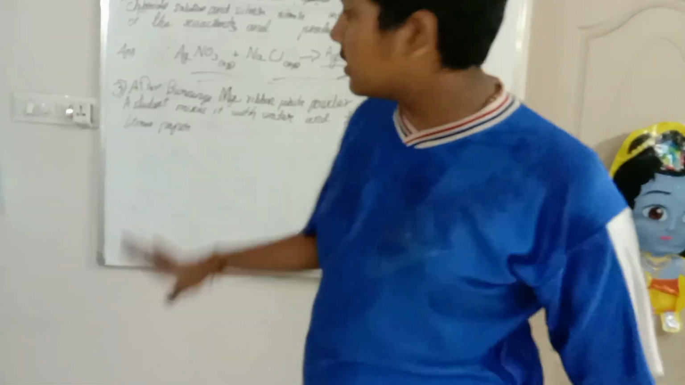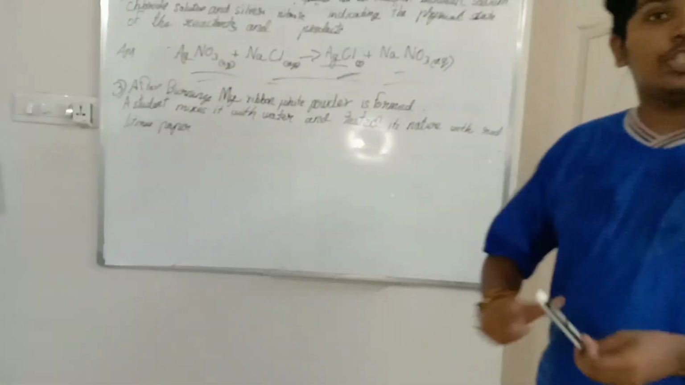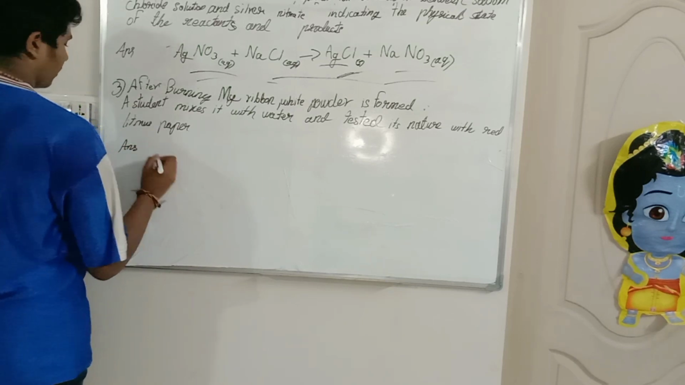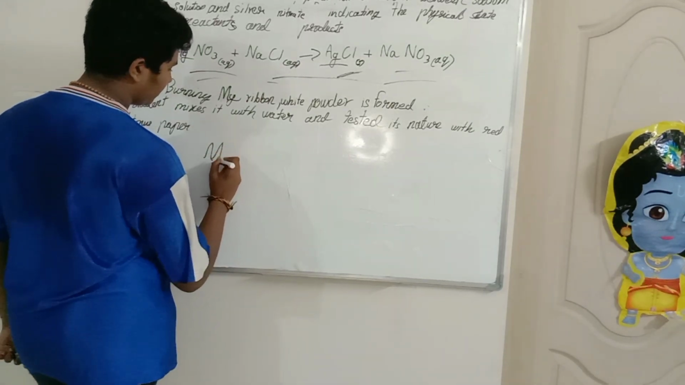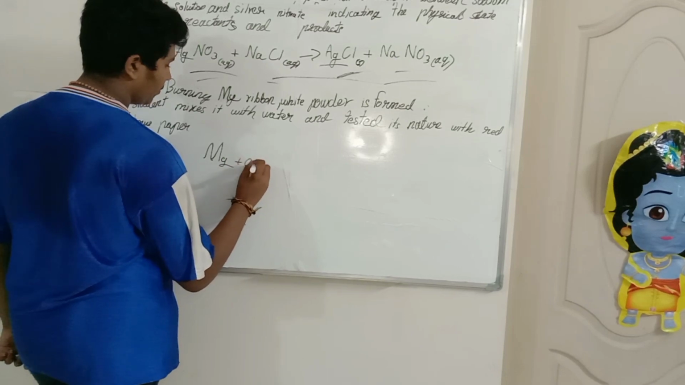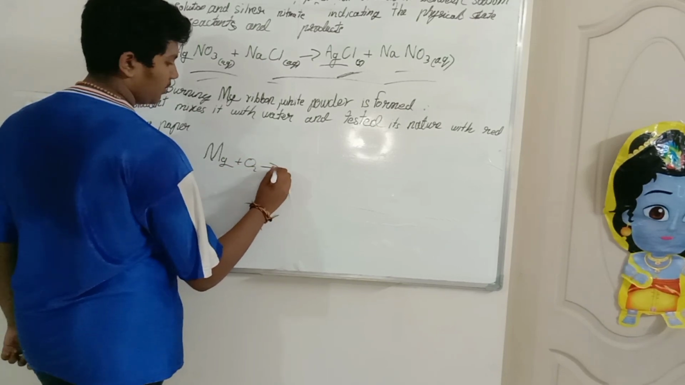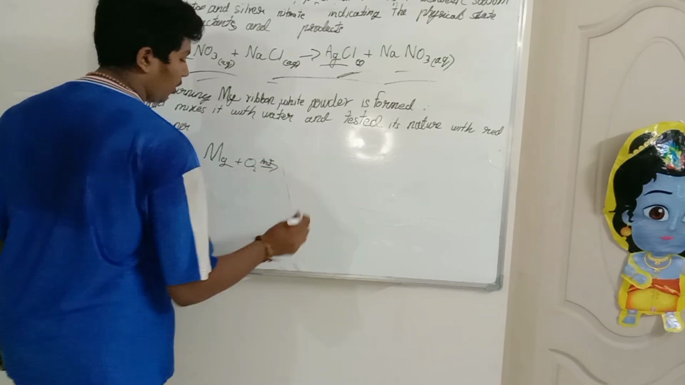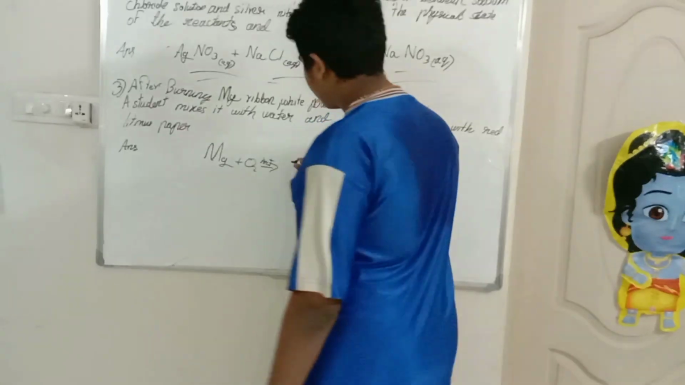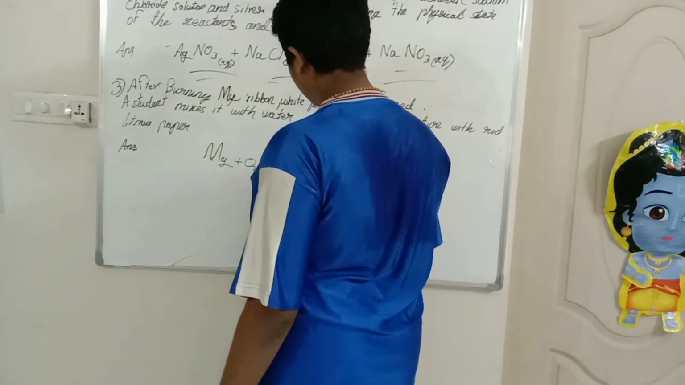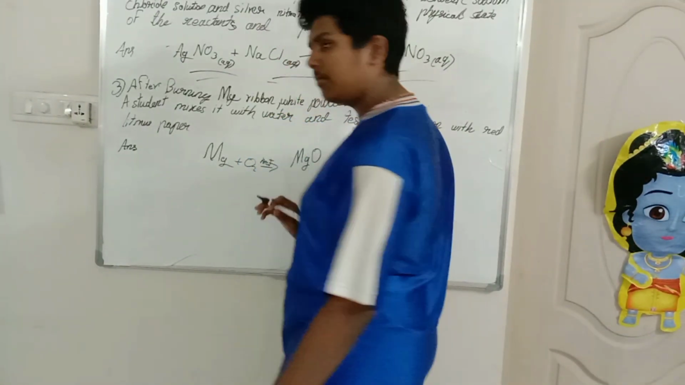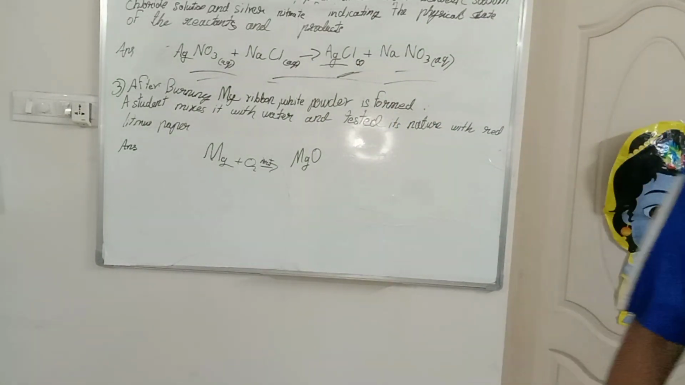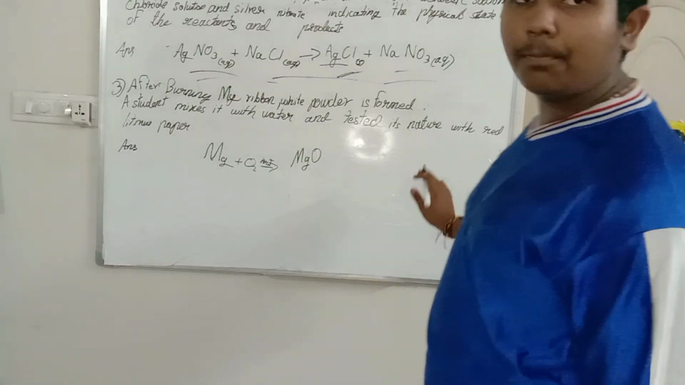So how do you do this? First, let's write the equation for magnesium burning. So what's the formula? Mg plus O2, heating process, heat or burning, gives you MgO, right? So first you have to balance it, right?